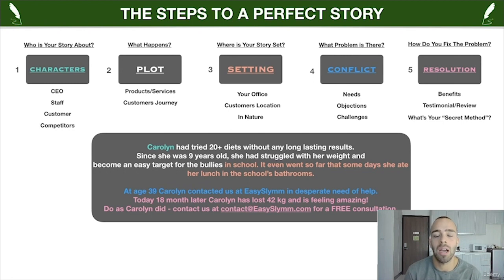Now, it's your time to take these steps, write them down on your computer, write them down on your phone or whichever, and always have these steps with you when you're writing some kind of story, whether you're writing your own book, your ad copy, sales page, blog post, an email or something else.